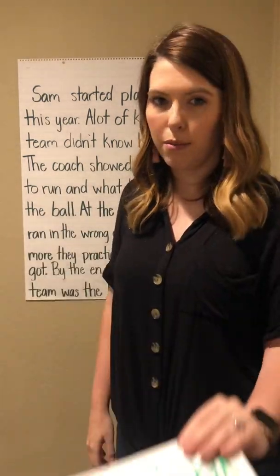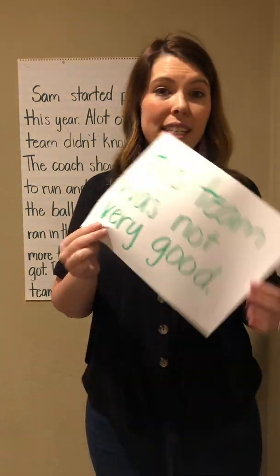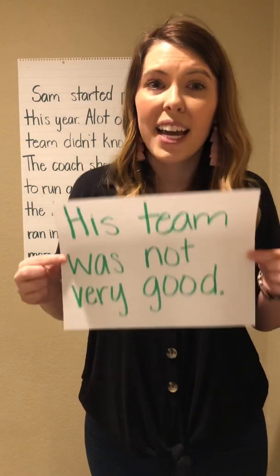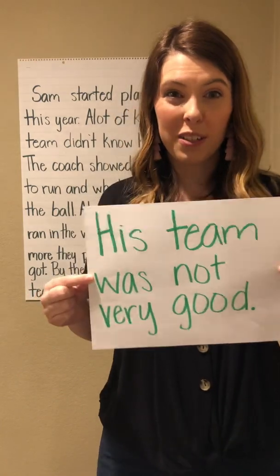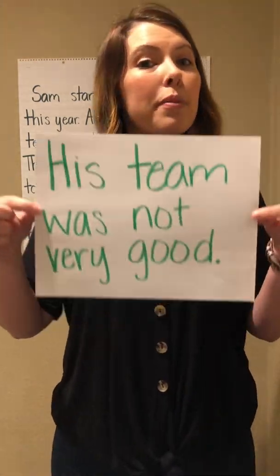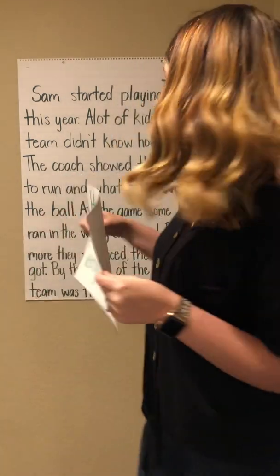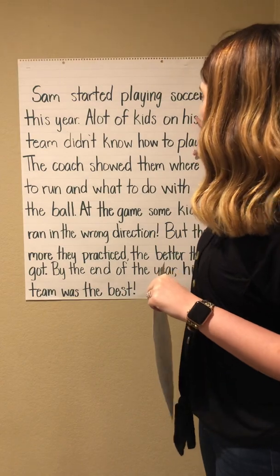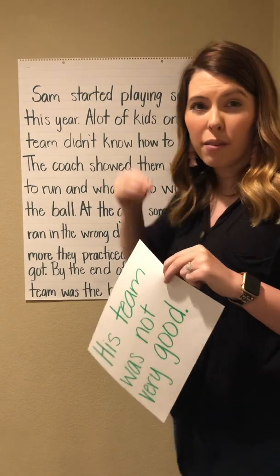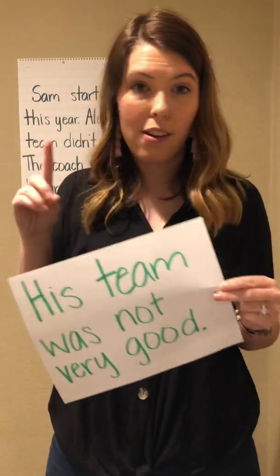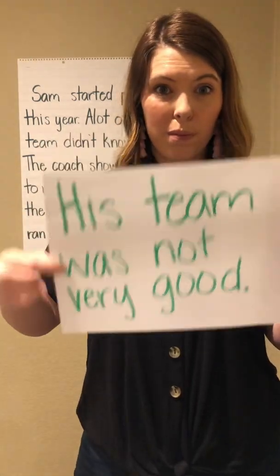So what was our problem? What was our middle of the story? That's right, that his team was not good. That's a problem, right? That your team's not good and kids are running the wrong way down the soccer field. That's a big problem if you're trying to win and play soccer. So our problem in the story was that his team was not very good. It tells us that they didn't know how to play and that they ran in the wrong direction. So we can infer that their team was not good if they didn't know how to play well and they're running in the wrong direction. So we know that that's our problem.